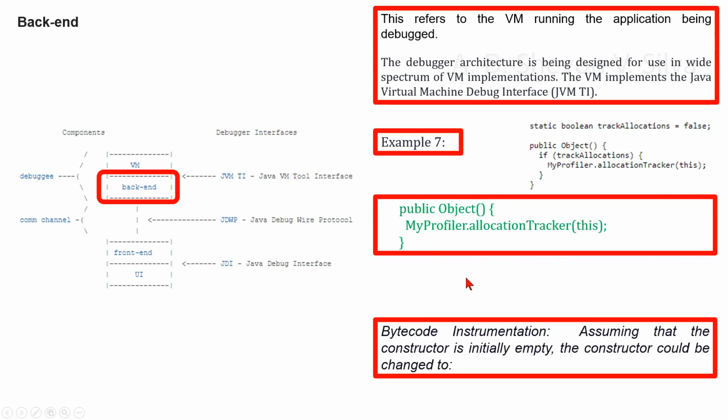Now we are considering bytecode instrumentation. Assuming that the constructor is initially empty, the constructor could be changed to this. This interface does not include some events that one might expect in an interface with profiling support. Some examples include full speed method enter and exit events.